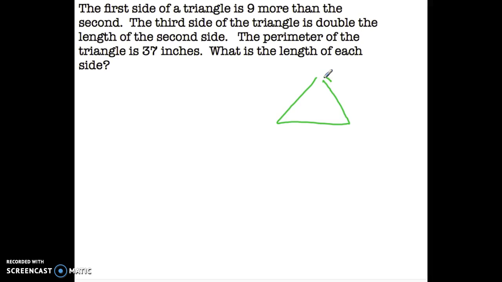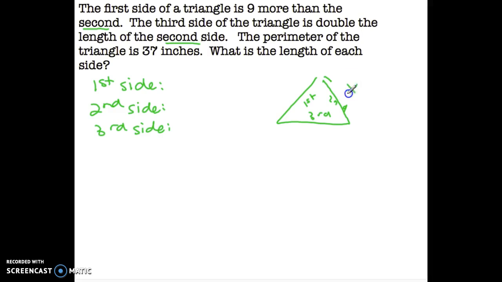And I'm looking for the length of each side, so I need to figure out expressions for the first side, the second side, and the third side. And then I'm going to actually just put in here too, first, second, third, so I can kind of keep track of what's what. When I read this, I want to kind of see what they're all being compared to. It says the first side of a triangle is 9 more than the second. The third side of the triangle is double the length of the second. So they're both being compared to the second side. So it usually makes it the easiest if you call the second side x.